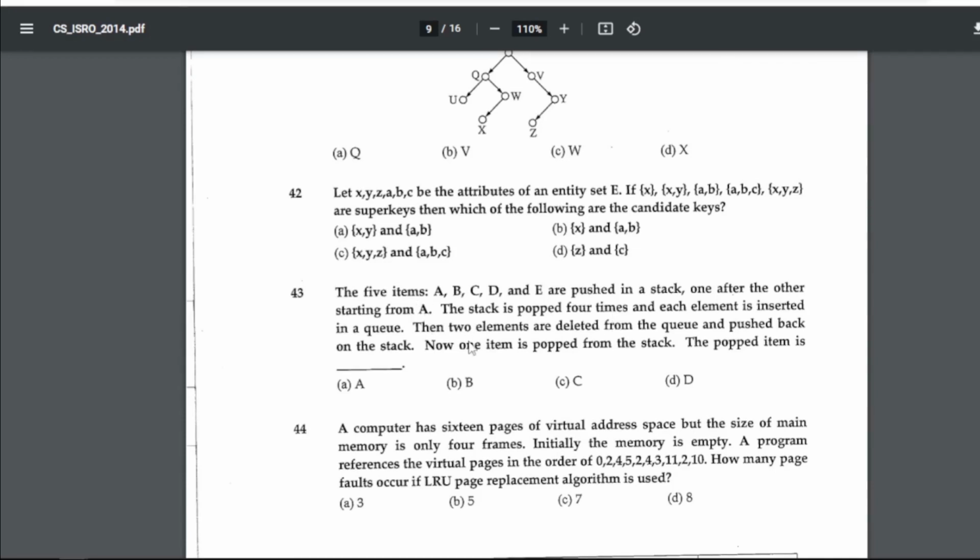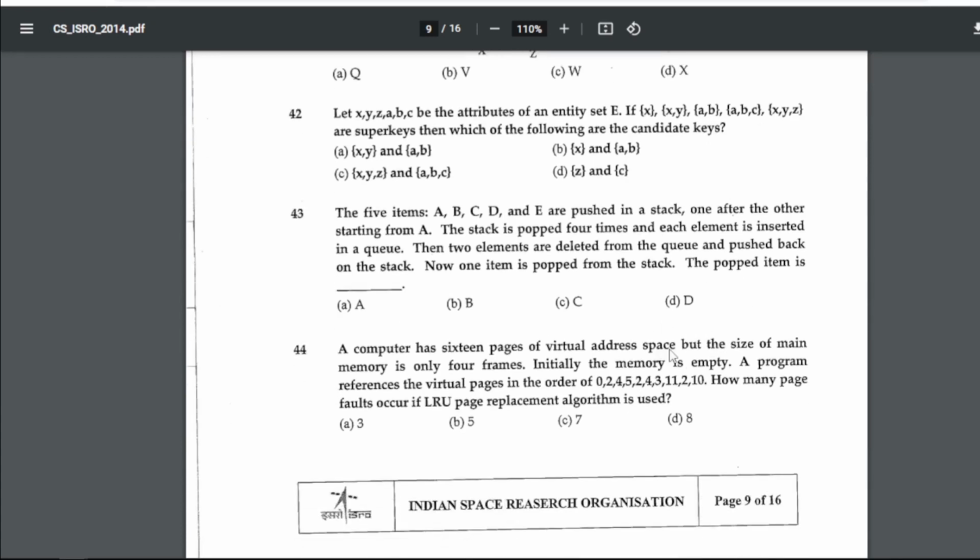43 is: the 5 items A, B, C, D, E are pushed in a stack one after another starting from A. The stack is popped 4 times and each element is inserted in a queue. Then 2 elements are deleted from the queue and pushed back on the stack. Now one item is popped from the stack, so the popped item is what? So for 43, if you solve this, you will get the answer as D, that is D itself.